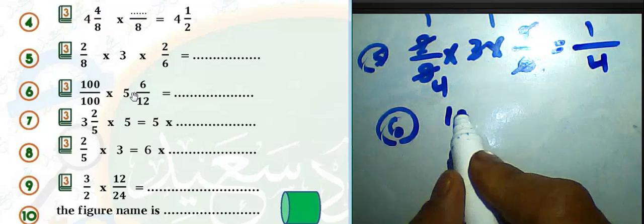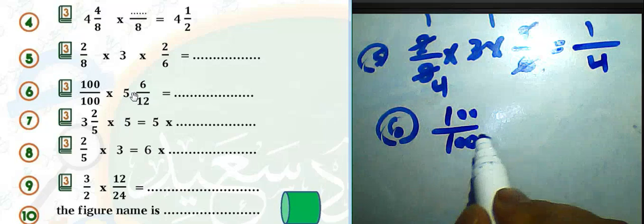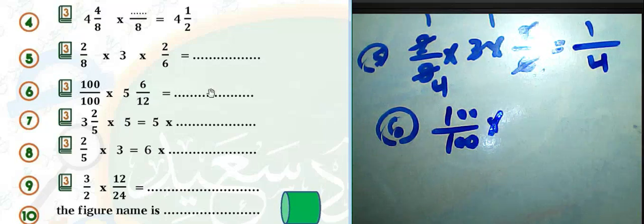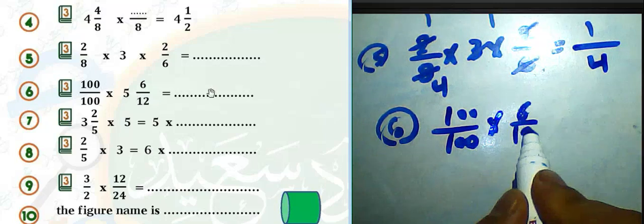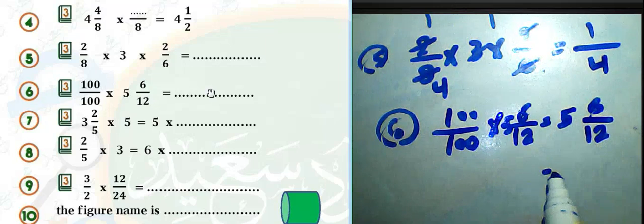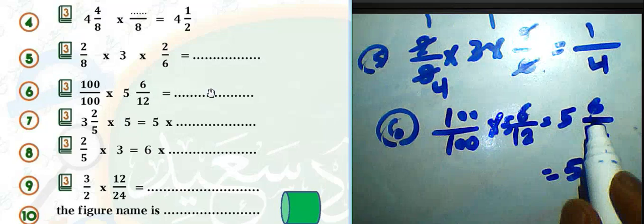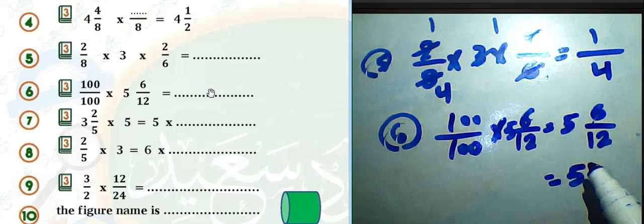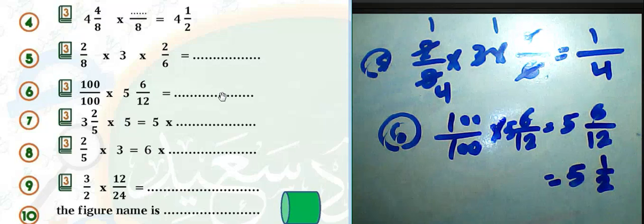100 over 100 equals 1. 1 times 5 and 6 over 12 will be 5 and 6 over 12. We can simplify it by dividing the numerator and denominator by 6, or 6 is half of 12. The result will be 5 and a half. Question number 7.